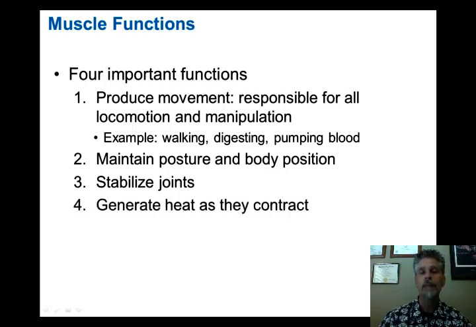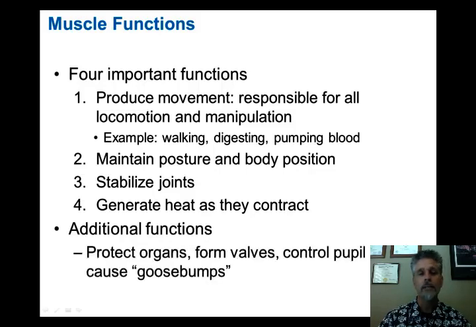Generate heat as they contract, because when we convert that chemical ATP into mechanical energy, it's not 100% efficient, so we lose some of that as heat, and that's good for us because we generate our own heat, right? We're endothermic, and so we need to be able to utilize that heat as well. So those are our 4 main functions, but of course there are some other ones as well in terms of protection and even forming valves and things like that, causing goosebumps. That's like we talked about, like the erector pili muscle.